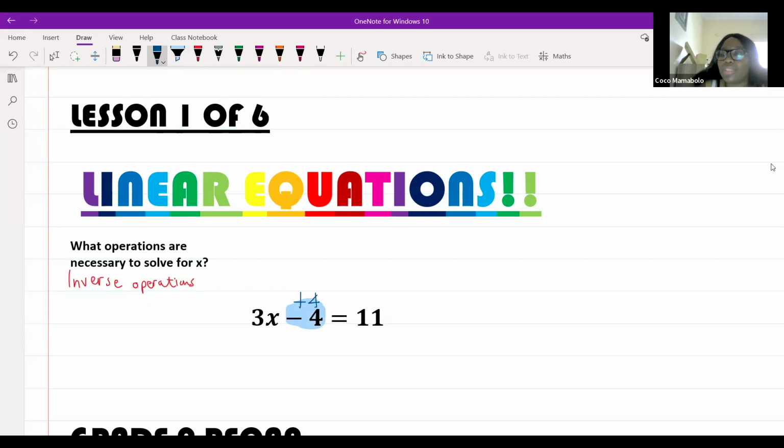What I do to the left-hand side, I have to do to the right-hand side. So I'm going to add 4 on this side because I want to make sure that there's a balance on each of the sides. So +4 minus 4 will give us 0. Then I will have 3x left on this side. And on this side, I'll have 11 plus 4, which will give me 15.